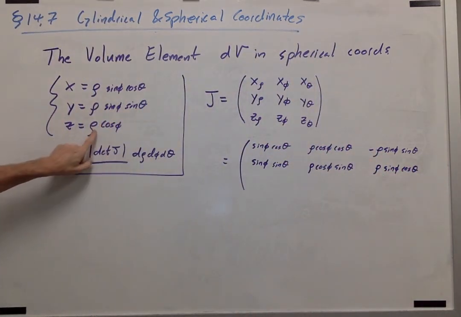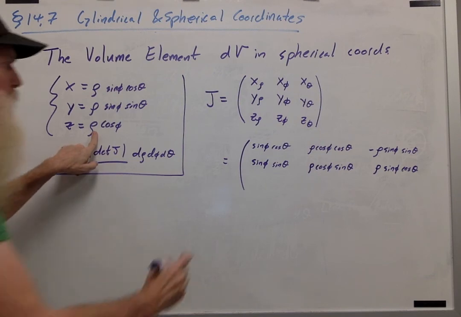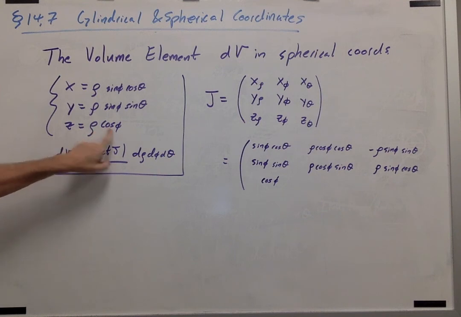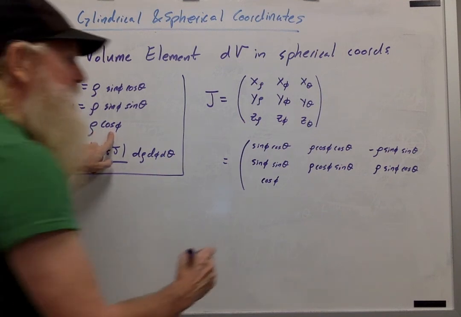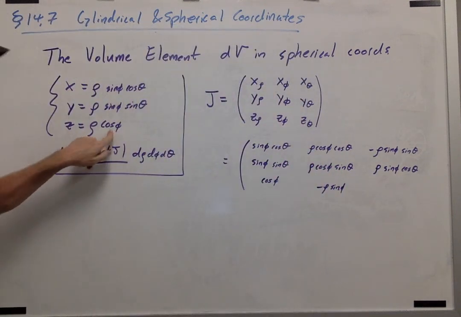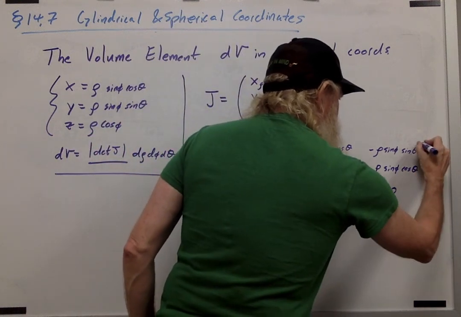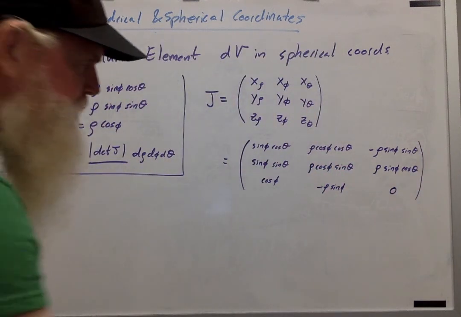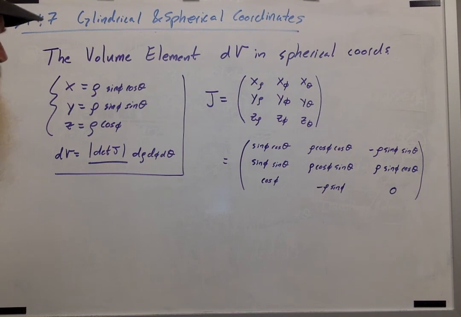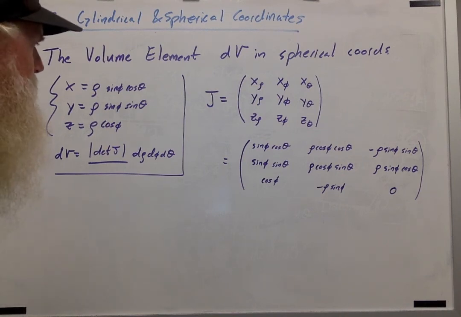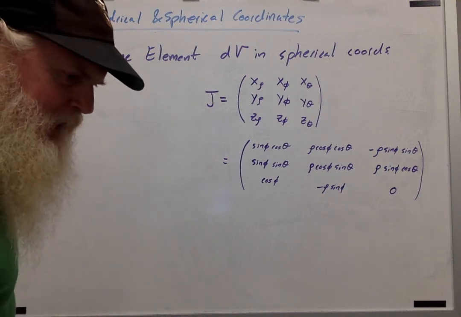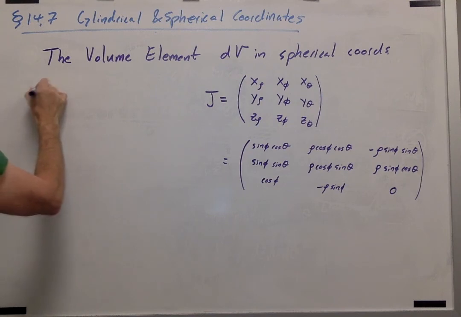And finally, z. The derivative of z with respect to rho is cosine phi. The derivative of z with respect to phi is negative rho sine phi. And z doesn't depend on theta, so the derivative of z with respect to theta is zero. And now we need to take the absolute value of the determinant of that quantity. So let's start those calculations over here. I'm going to expand across the top row.